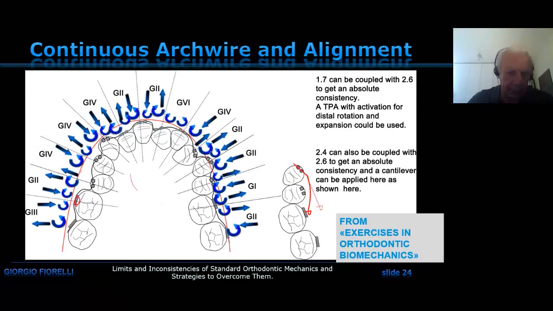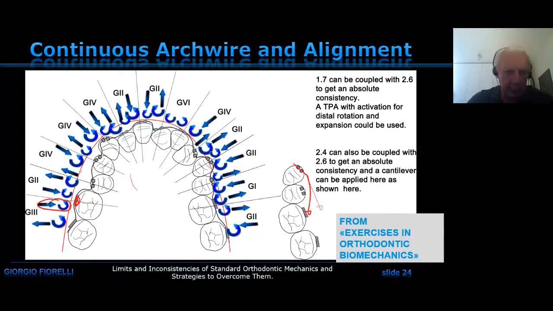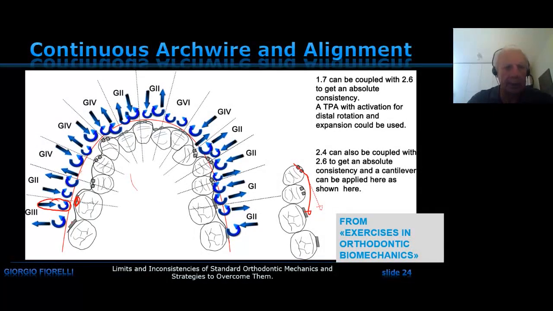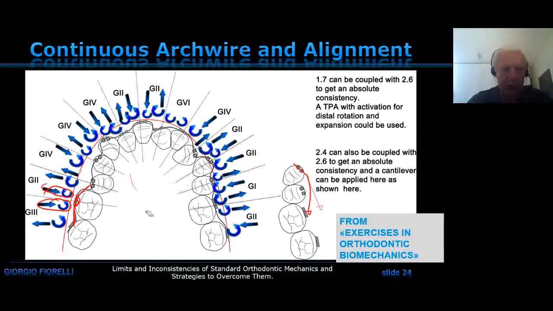For example, this tube here has a force system here and another force system here. This force system depends on the relation to this bracket, and this force system on the relation to this bracket. And this makes things very difficult, because it's very hard to understand the movement in a continuous arch wire, even if you know geometries. Why is this?